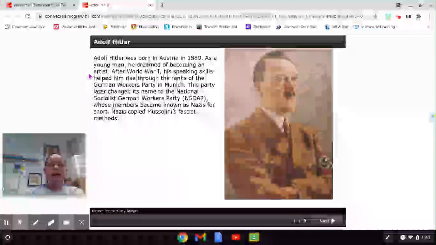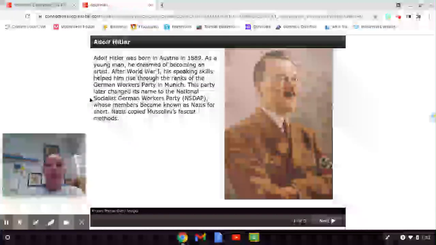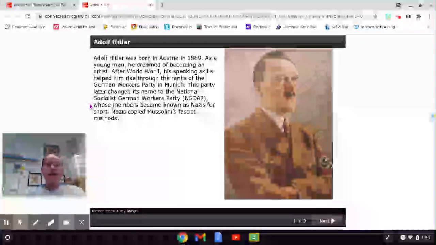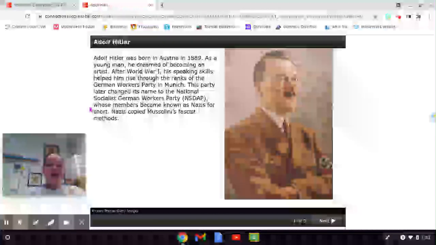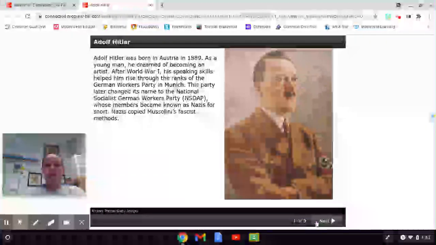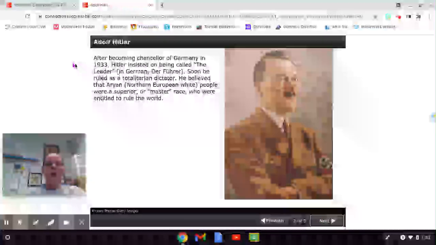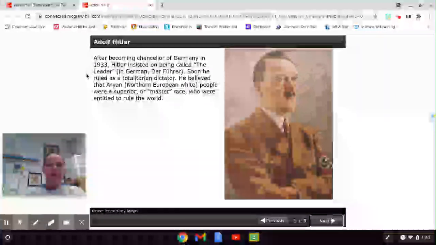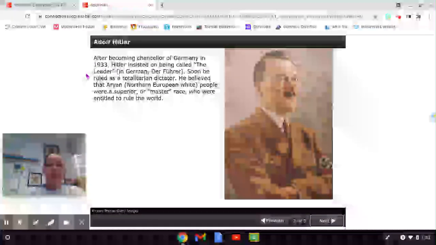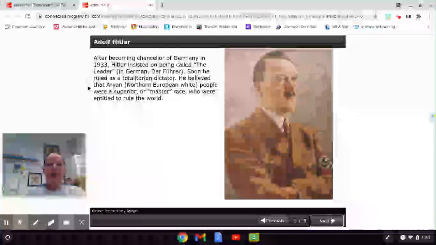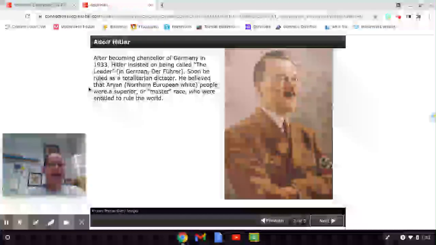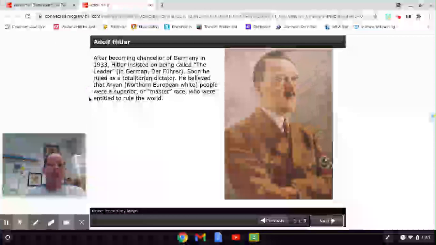This party later changed its name to the National Socialist German Workers' Party, or the NSDAP, whose members became known as Nazis for short. Nazis copied Mussolini's fascist methods. After becoming Chancellor of Germany in 1933, Hitler insisted on being called the leader, which in German is Der Führer. Soon, he ruled as a totalitarian dictator. He believed that Aryan, or Northern European white people, were a superior master race who were entitled to rule the world.